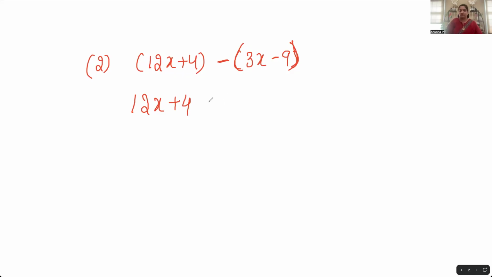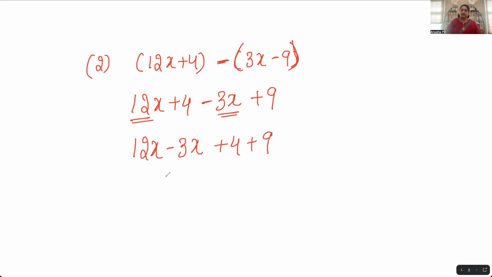The positive 3x will become minus 3x. Minus 9 will switch the sign. The opposite of minus is plus 9. In subtracting, all the numbers inside the parenthesis will switch the sign. Now bring the like terms. 12x minus 3x are the like terms here, and 4 and 9 are the like terms. 12x minus 3x is 9x, and 9 plus 4 is 13. It is 9x plus 13.